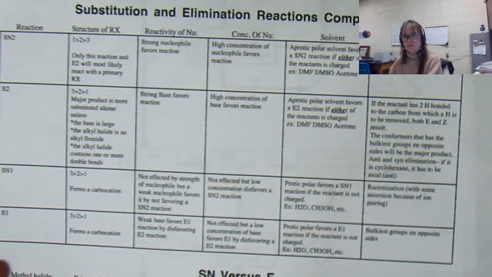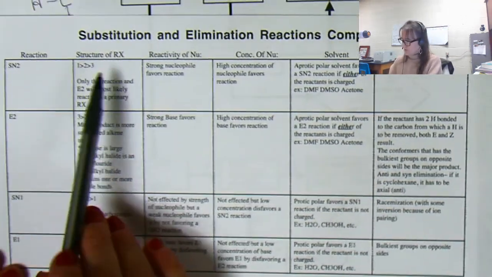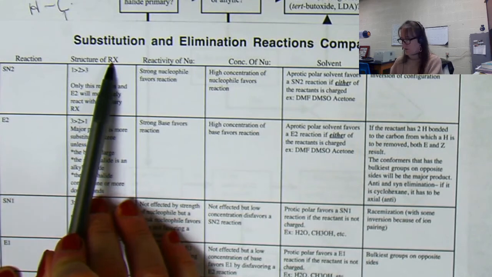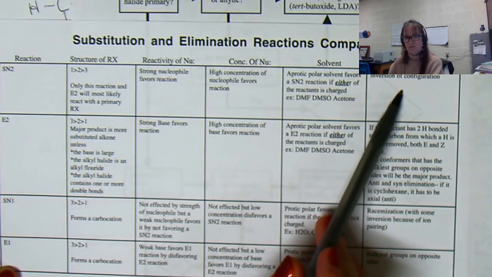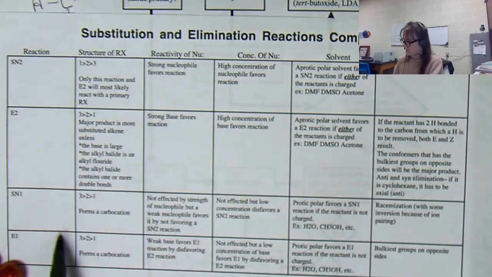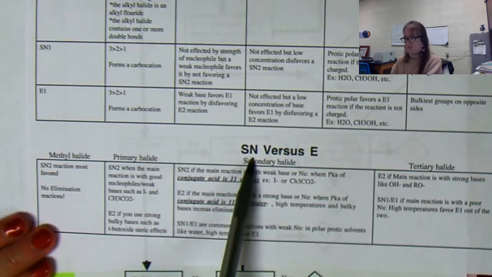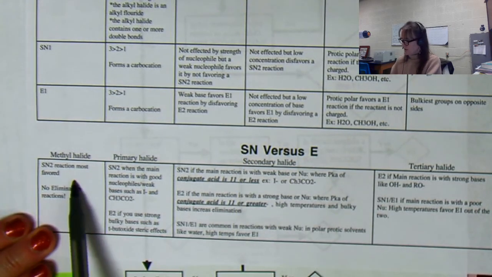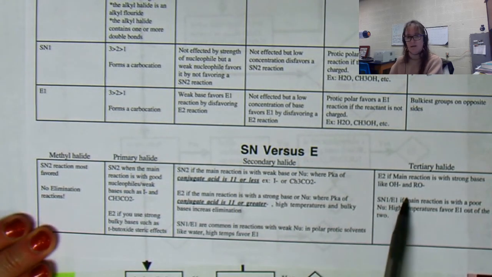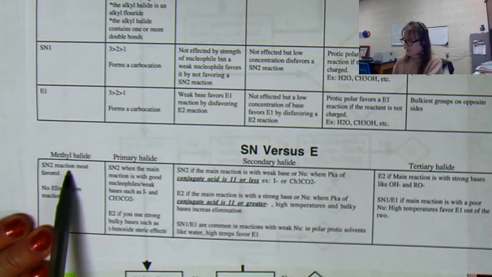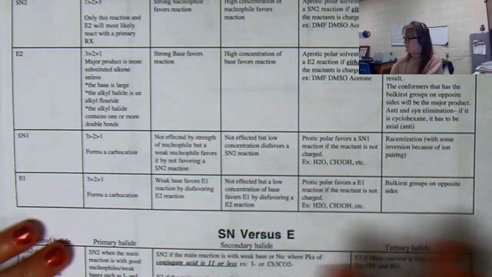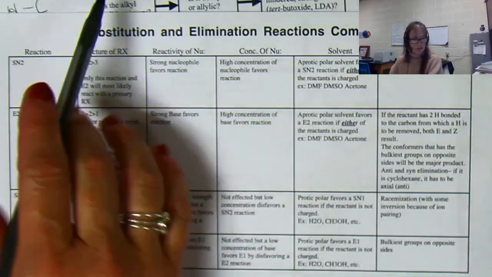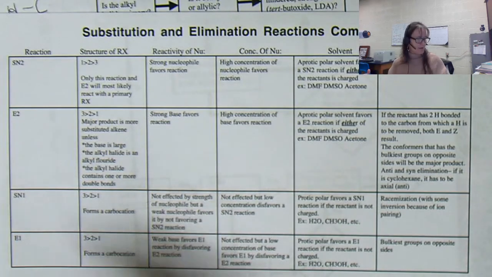There's also a table that is available, and in the table it has what the structure of your alkyl halide is, the reactivity of the nucleophile, the concentration, the solvent, and how it affects the stereochemistry for each of them. And then down here, it's just do you choose substitution versus elimination, and it's just solely based on is it a methyl, primary, secondary, or tertiary. So either one of these are good places to go. It just depends on your method of thinking.